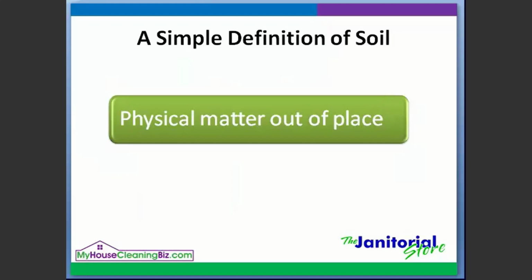What is soil? A simple definition of soil is physical matter out of place. What distinguishes soil from other physical matter is that it exists in a location where it is not wanted. Soils can generally be described as heavy or light, organic or inorganic, or a mixture of both, solid or liquid, syrupy or fluid, soluble or insoluble.